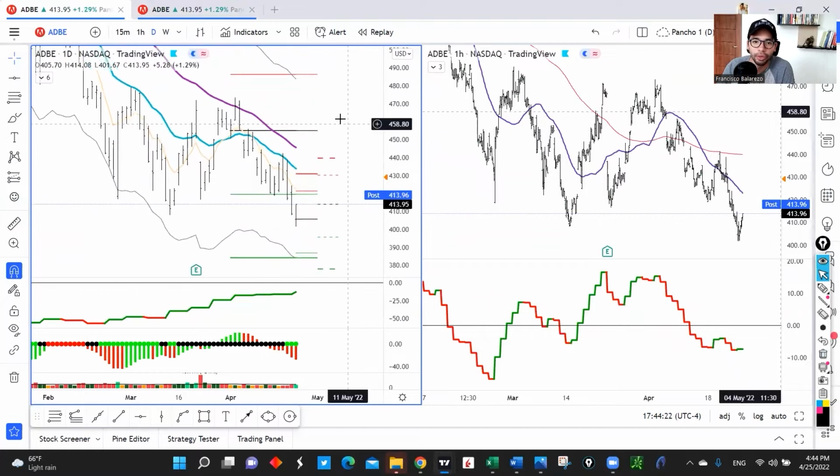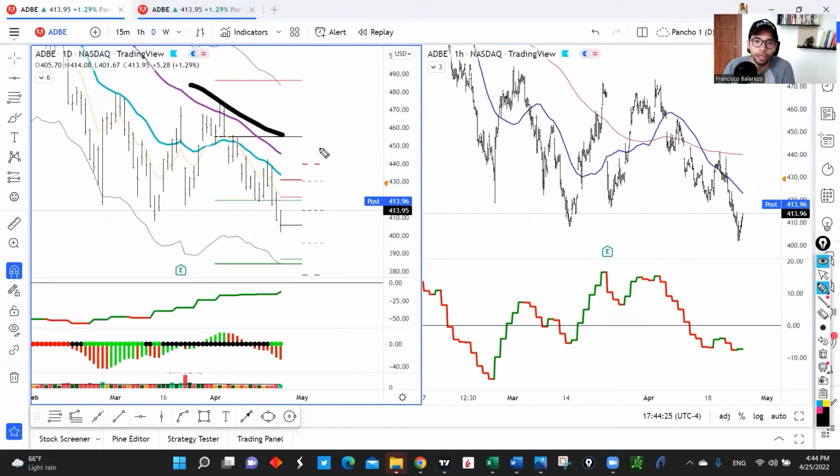And what I like about Adobe to the short side is that, first of all, Adobe continues to trend below a declining 50 daily moving average. That means that sellers are in control. We can see that we have a squeeze pointing to the downside. And of course, the hourly MOXY is below zero.